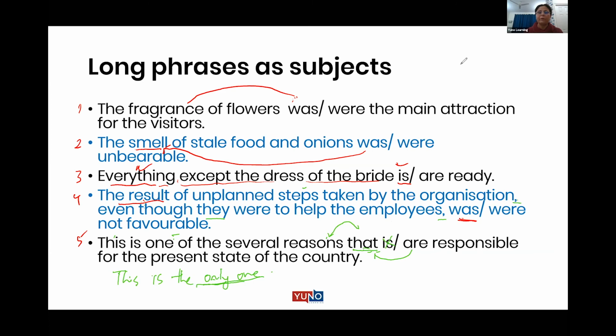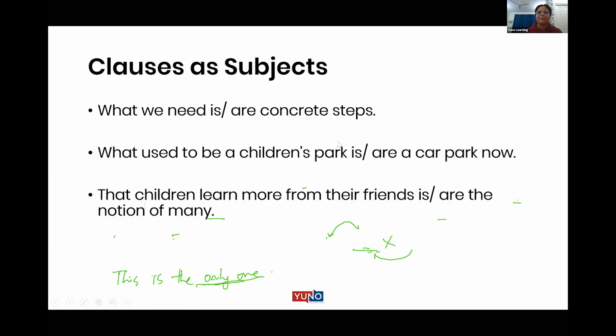So when you review your essays, this is what you should review. Because we get such long sentences at times, where is the subject? Where is the verb? That should be checked. Now, sometimes clauses become the subjects. So clauses become the subject.